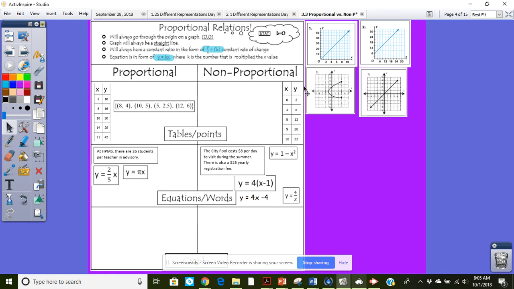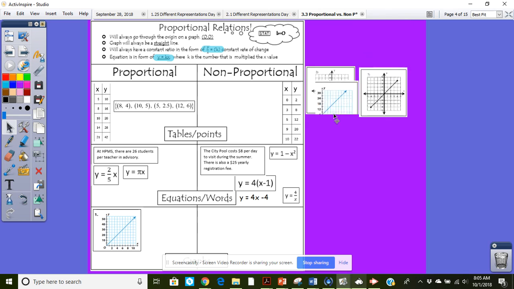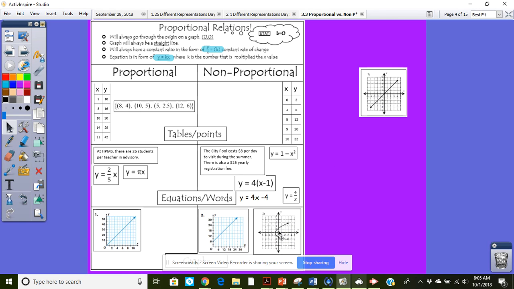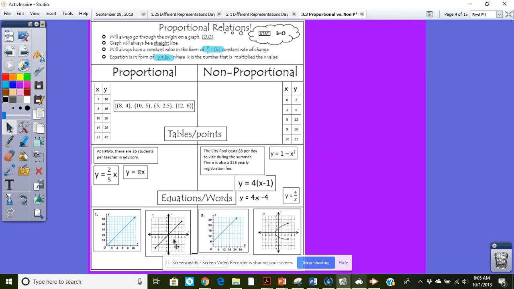Finally, we have graphs. Again, we want them going through the origin. Graph number 1 here goes through the origin, and it's a nice, pretty straight line. So that one is proportional. Graph number 2 is a nice pretty straight line, but it's not going through my origin. So that one is non-proportional. And then this graph with the curve, again, it's got to be nice and straight. This one is not straight, it curves. So that means it's non-proportional. And finally, graph number 7 here is a nice straight line and it goes through my origin. So that is it for this set of notes.